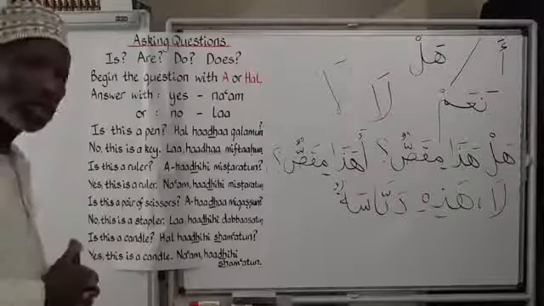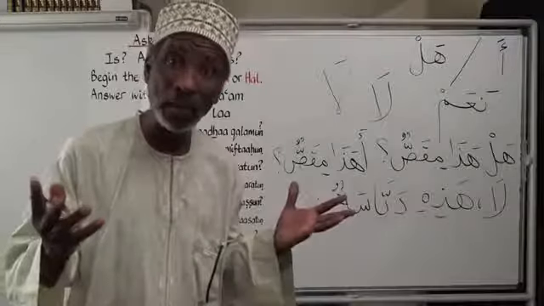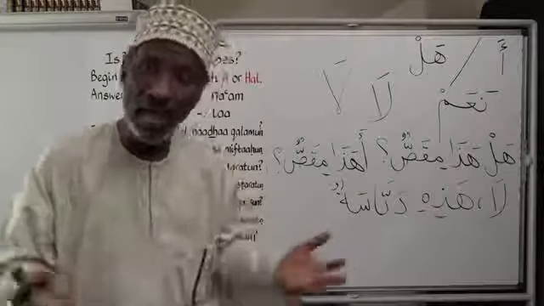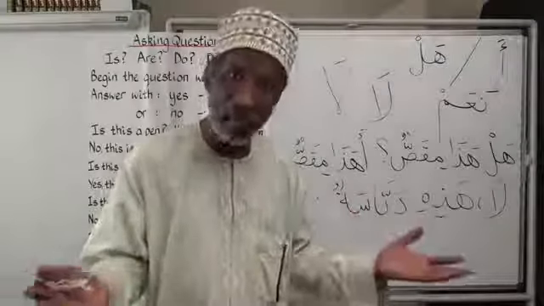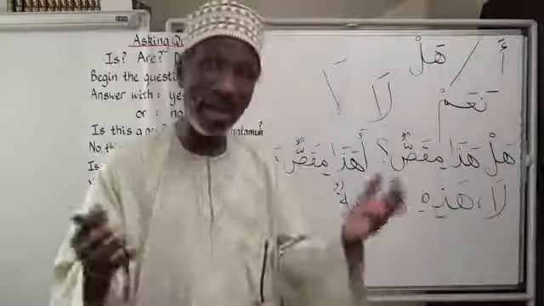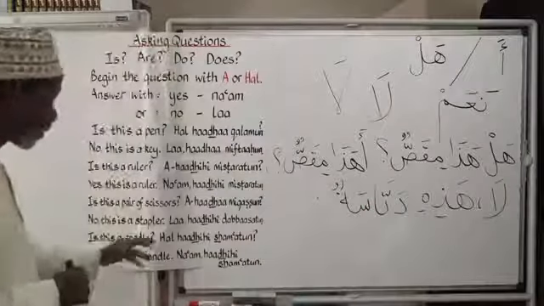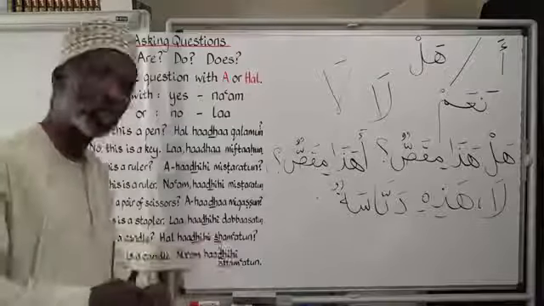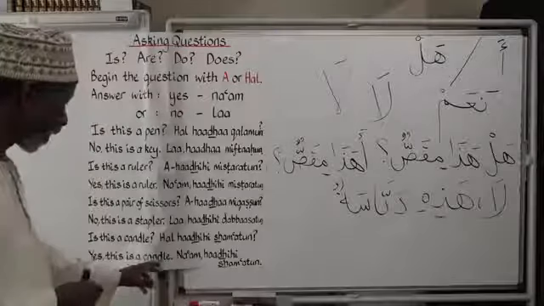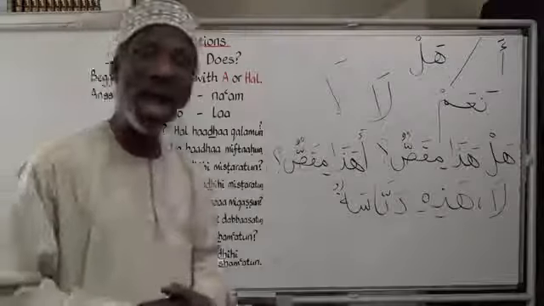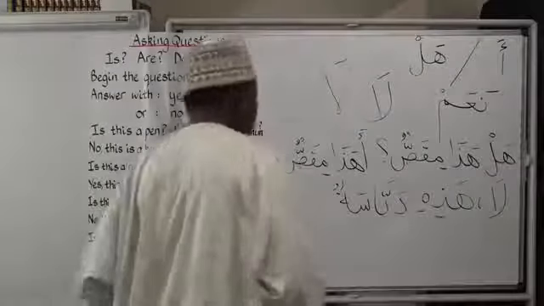Next one. Is this a candle? What's candle in Arabic? Can you remember? شمعة is feminine. أهذه شمعة؟ هل هذه شمعة؟ نعم، هذه شمعة. Or لا، هذه ساعة, whatever it may be. So, is this a candle? هل هذه شمعة؟ Yes. نعم، this is a candle. نعم، هذه شمعة.